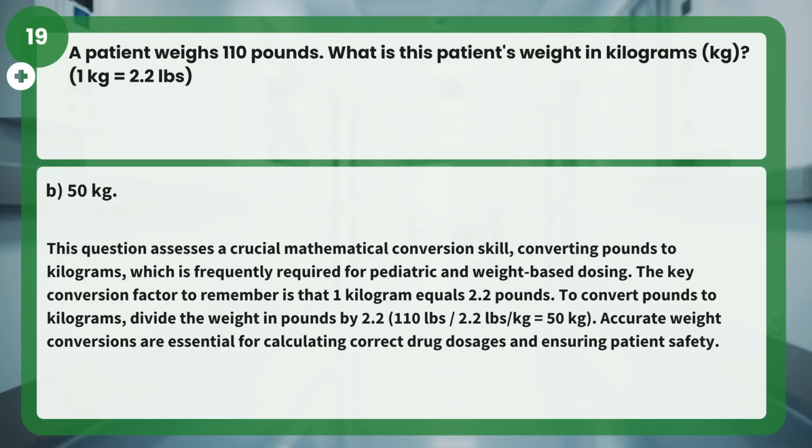Answer, B. 50 kilograms. This question assesses a crucial mathematical conversion skill, converting pounds to kilograms, which is frequently required for pediatric and weight-based dosing. The key conversion factor to remember is that 1 kilogram equals 2 pounds. To convert pounds to kilograms, divide the weight in pounds by 2: 110 lbs / 2 lbs/kg equals 50 kilograms. Accurate weight conversions are essential for calculating correct drug dosages and ensuring patient safety.